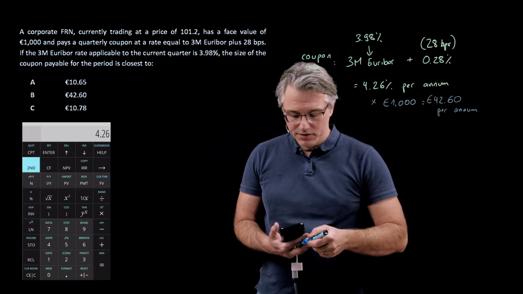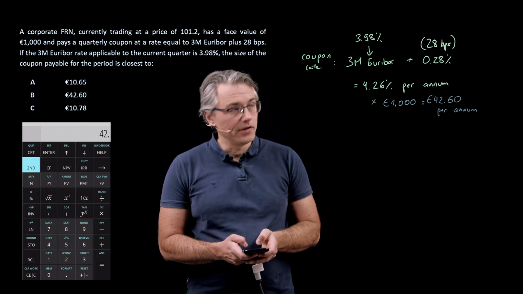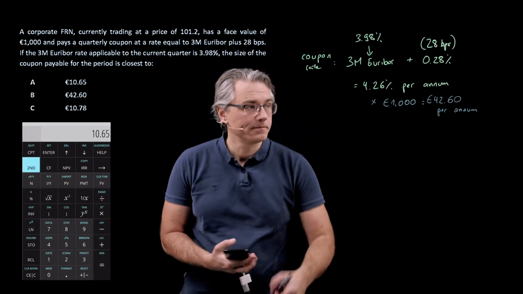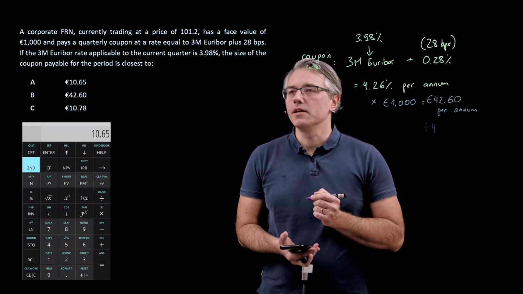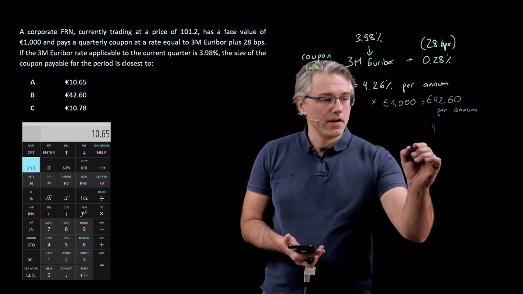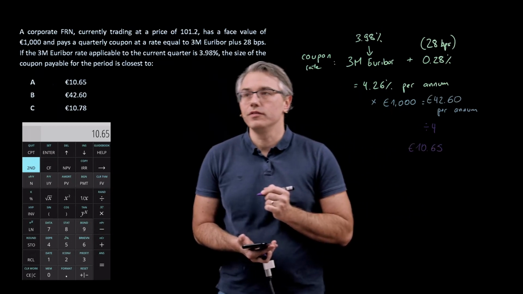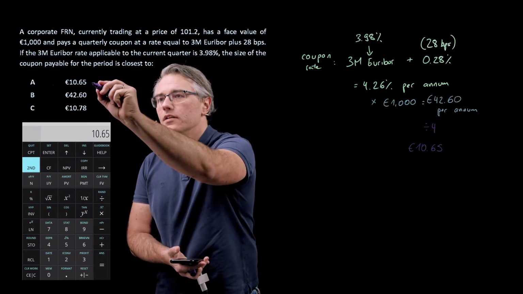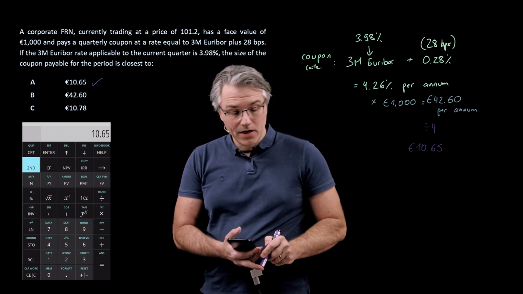But we need to turn this into a quarterly figure. So 42.60, but divide this by 4. Because this bond pays coupons with a quarterly frequency, so 10.65 euros in respect of the current quarter in which we are observing that specific Euribor. So the answer here would be answer A.